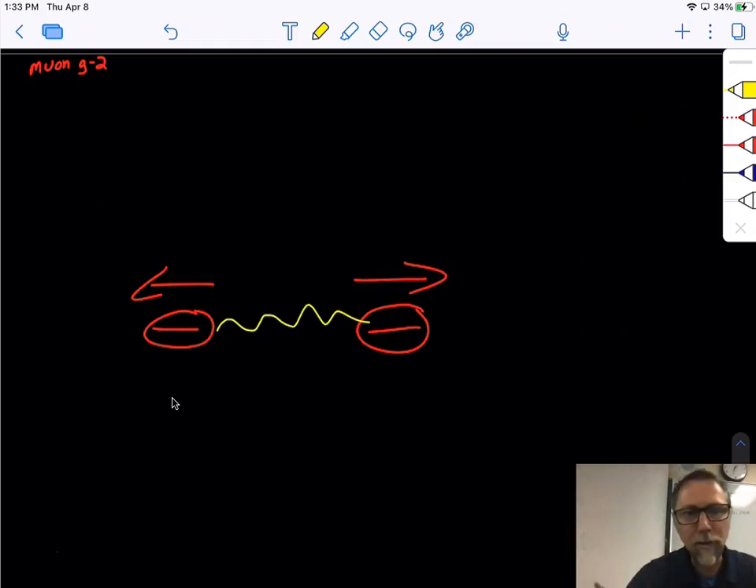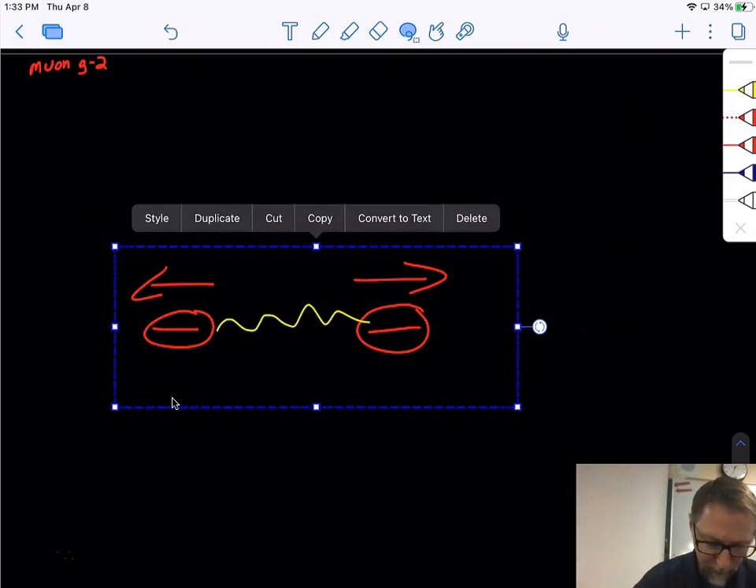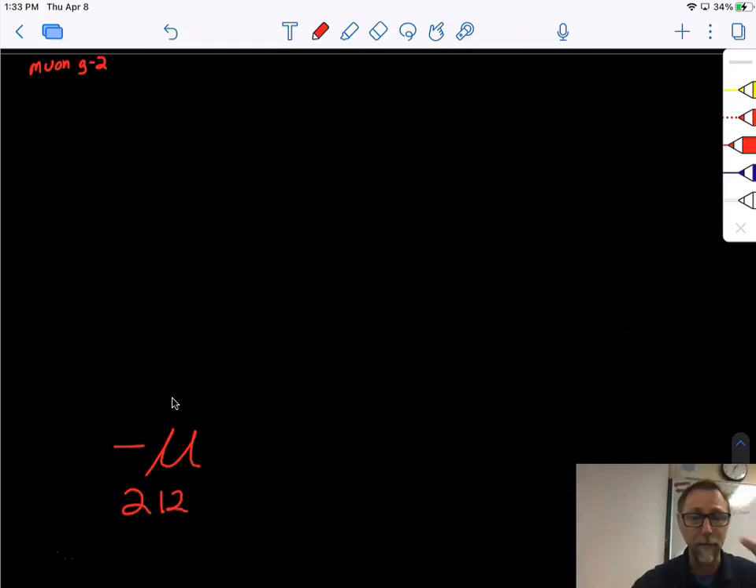So we took a known idea of two particles that are similarly charged. Why do they repel? Because they have this exchange particle. Okay, so let's build upon that. The particles in this new study, the muon, is shaped like the Greek letter mu, and it is negatively charged, and it has a mass of about 212 times that of an electron. So it has the same charge, but it is heavier.